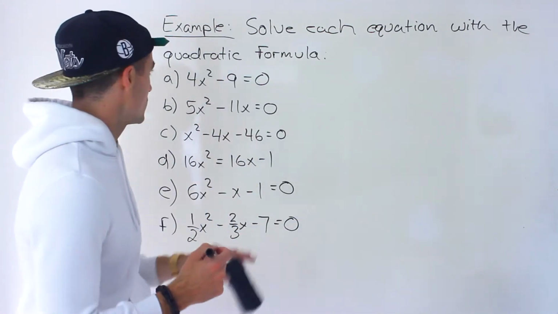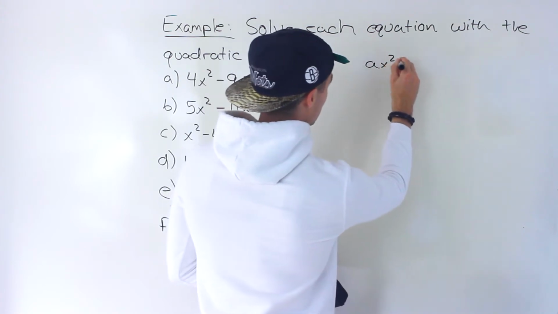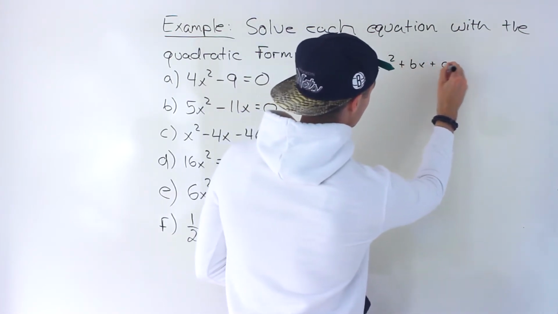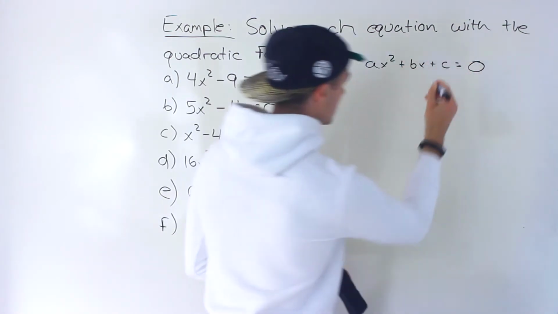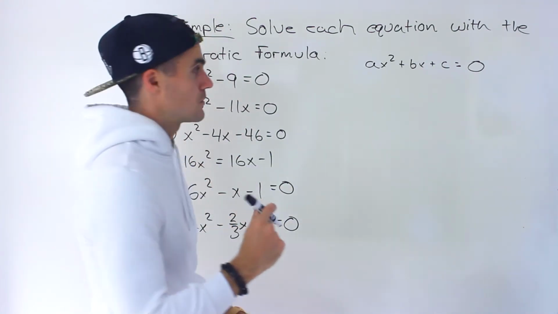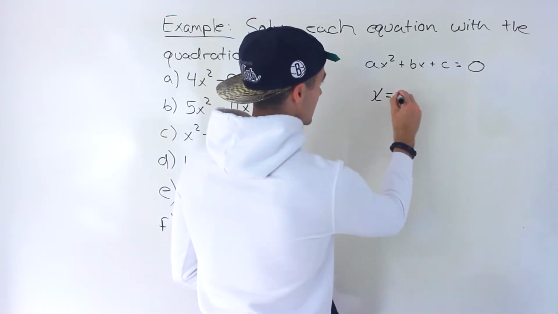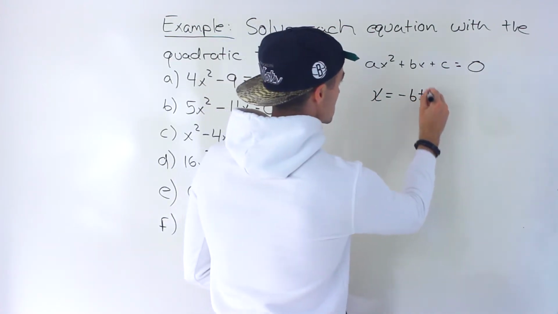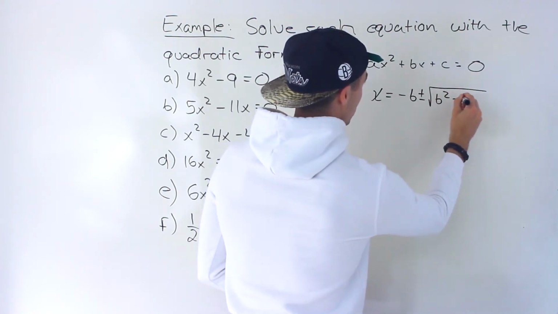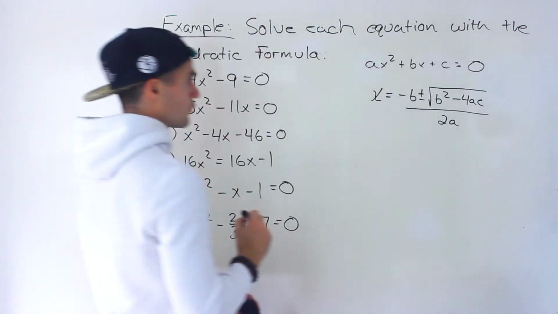So let's start off with the first one. Actually, before starting off, let's do a quick review here. If we have a standard form quadratic on the left side, and on the right side we have a 0, we know that x is going to equal negative b plus or minus the square root of b squared minus 4ac all over 2a. That's the quadratic formula right there.